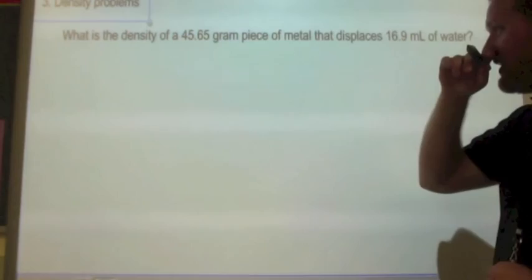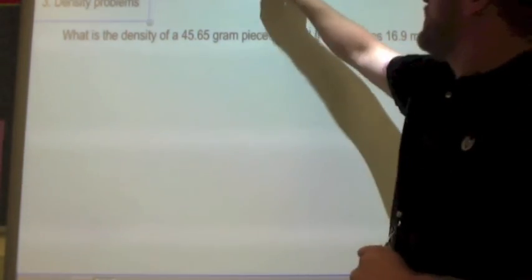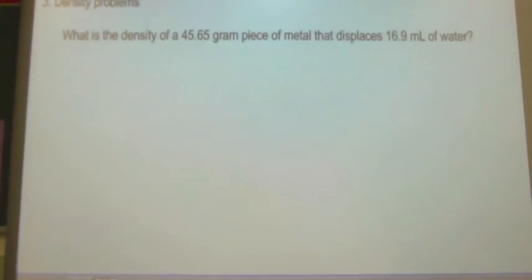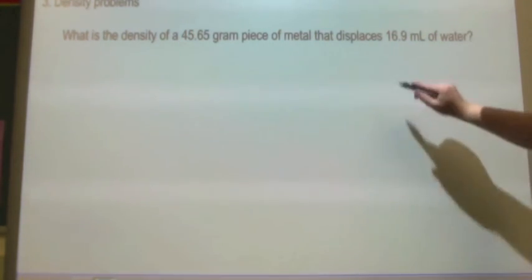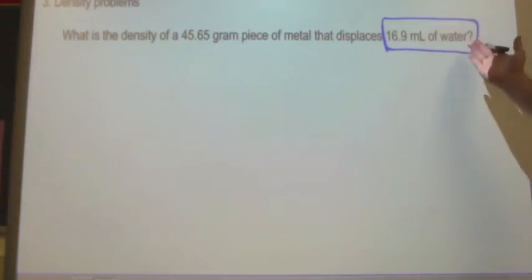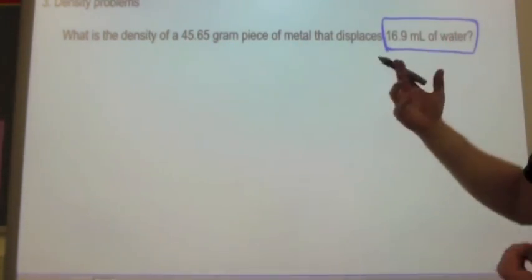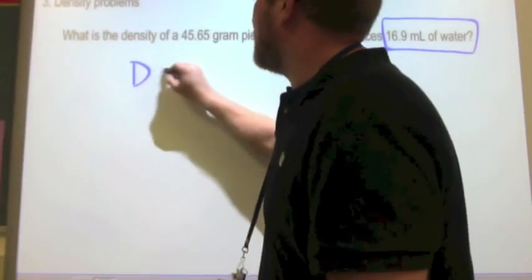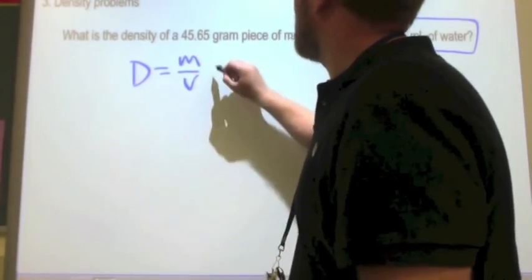More on density. All right, so let's work on our first density problem. What is the density of a 45.65 gram piece of metal that displaces 16.9 milliliters of water? Well, if it displaces this much water, it means this is the volume. So we're given mass, we're given volume. Let's find density. Easy. Density equals mass over volume.